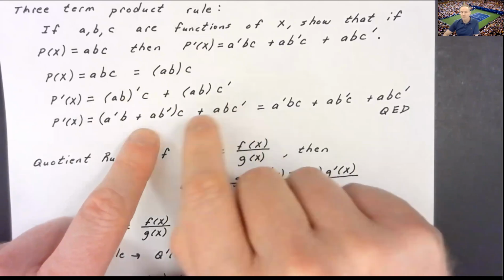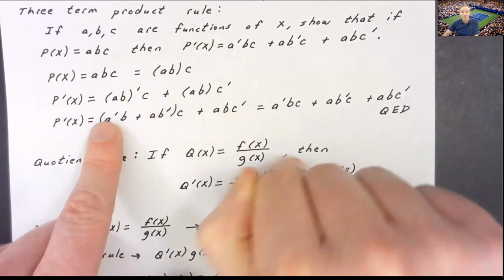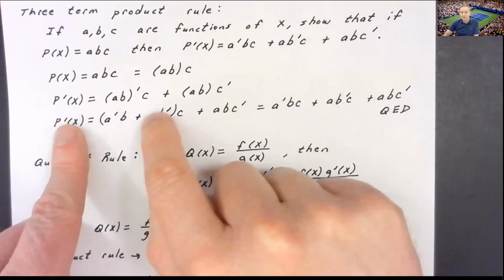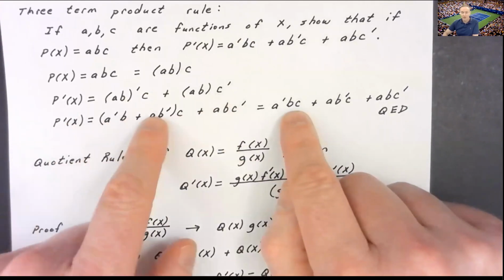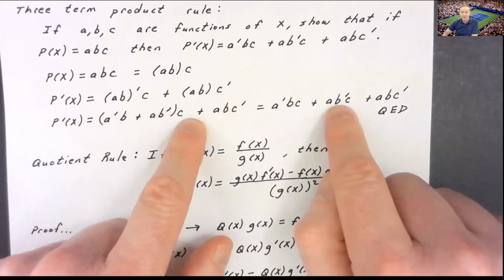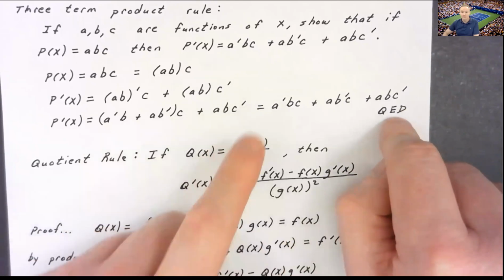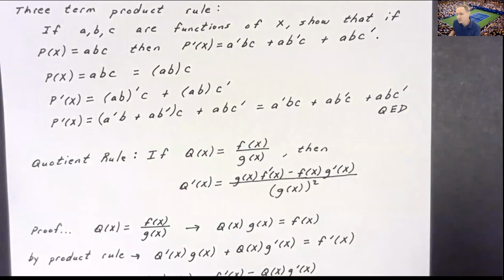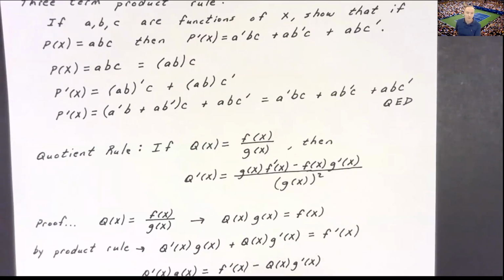Now, please notice, all I have to do, I've used the two-term product rule, which we've already proven twice. And now I'll just use the distributive property. C distributes to each term in this group, and you'll get your A prime BC plus AB prime C plus ABC prime. Quod erat demonstratum, we have proven the three-term product rule. And now you're thinking, well, okay, that one wasn't really that bad, John. I want to see one that's even more fun. Yes, yes. What about the quotient rule?